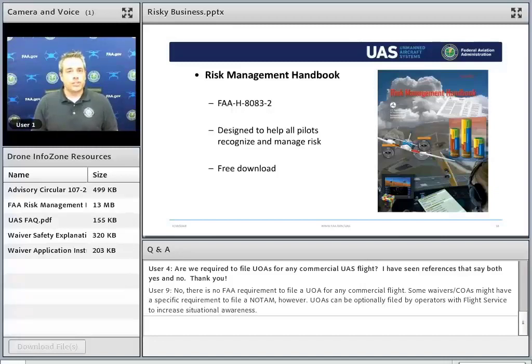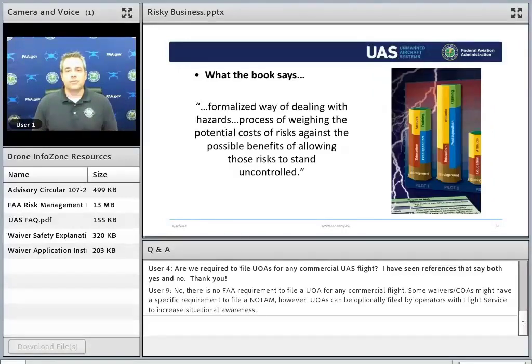So most of the information you're going to see today comes straight out of our risk management handbook. You can see the control number there on the screen. It's FAA-H-8083-2. This book is designed to help all pilots. There's certainly a lot of information in there for manned aircraft pilots, but there are some key concepts in there that apply directly to unmanned aircraft as well. So it's going to really help all pilots understand risk and how to manage that. And the best part of all, it's a free download.